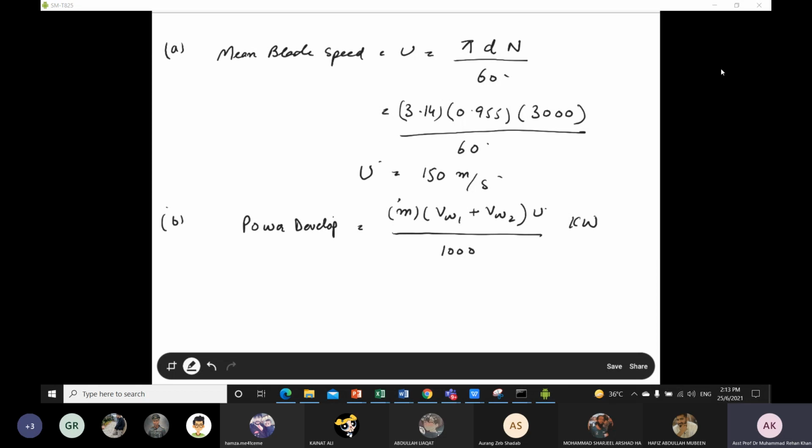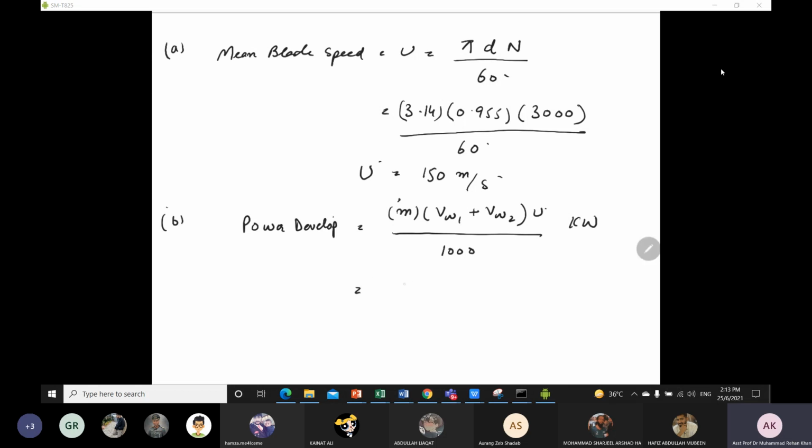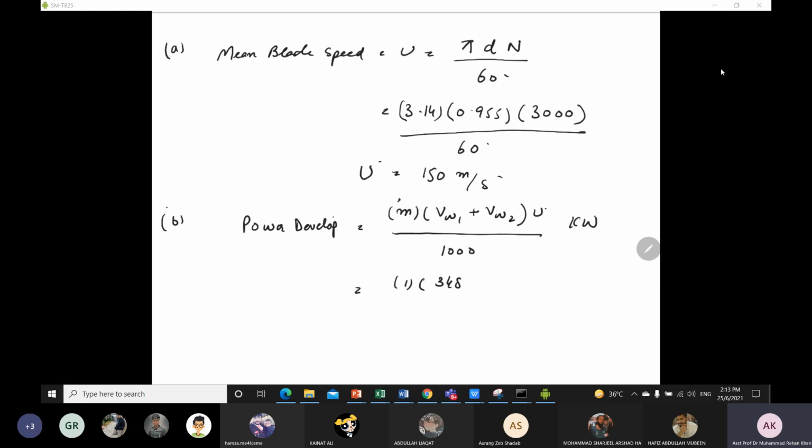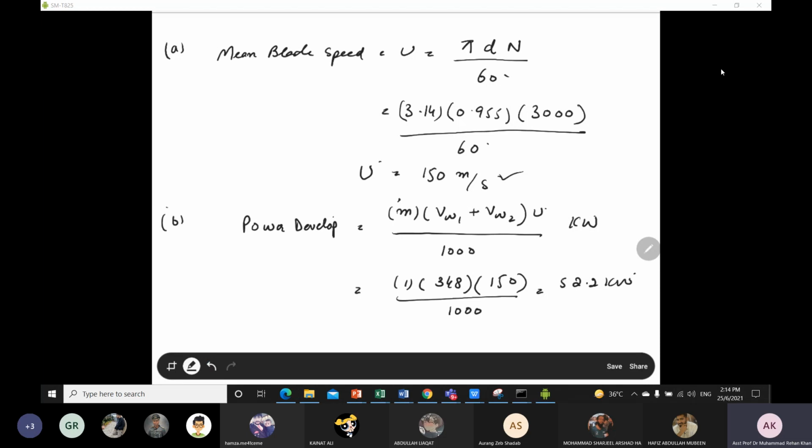In case there is any other value given in the question, you have to put it in. Here you can just assume that it is 1 kg per second and put the value of 1. The value of VW1 plus VW2 is mentioned in the question, which is 348. The blade velocity U we just found in the previous step, 150, and this is just a conversion from watt to kilowatt. So here the answer is 52.2 kilowatt for the power. It's a very simple question.